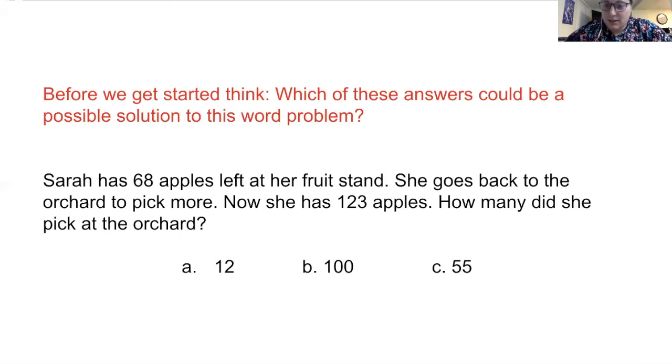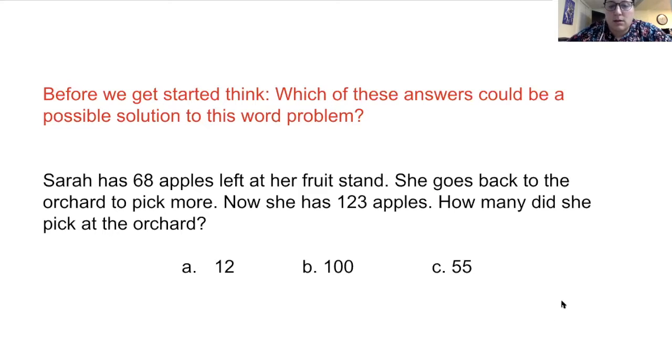So before we start today, I want you to take a second and figure out which of the three answers below, A, B, or C, would be most likely to be the answer of this story problem. Sarah has 68 apples left on her fruit stand. She goes back to the orchard to pick more. Now she has 123 apples. How many did she pick at the orchard?